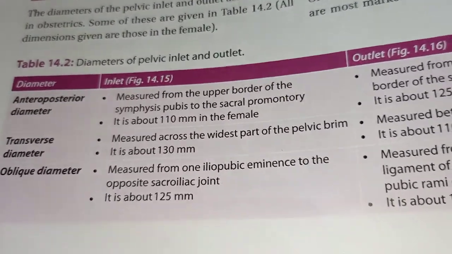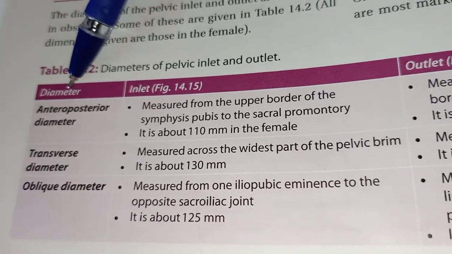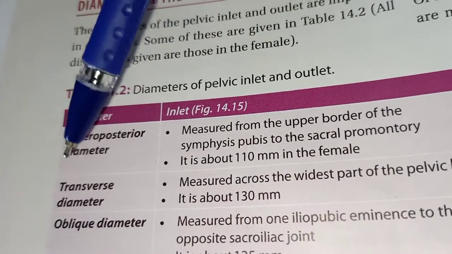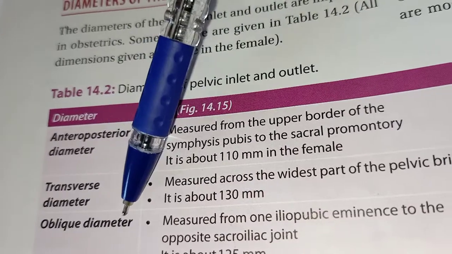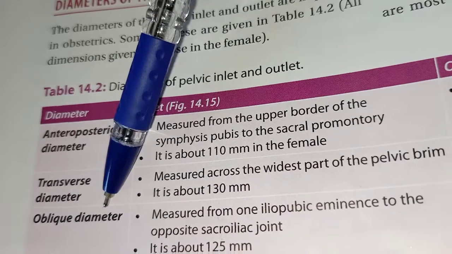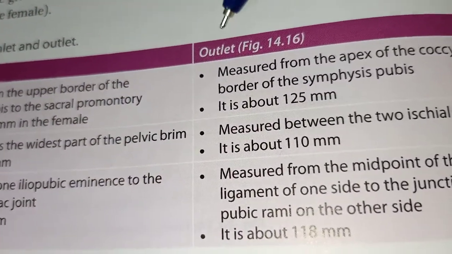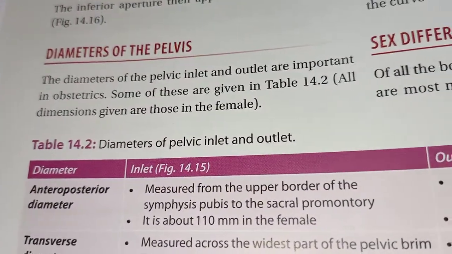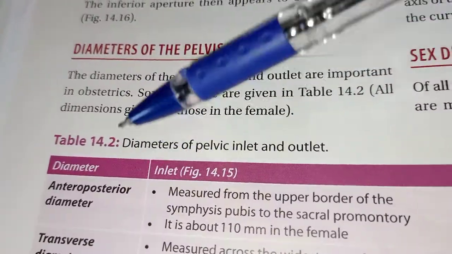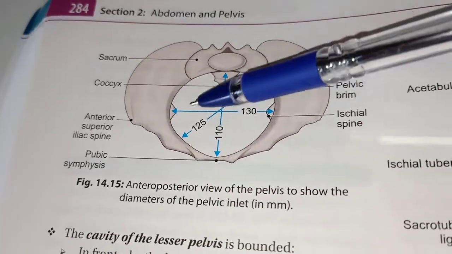So if we see one by one, what are the diameters? There are three diameters: anterior posterior diameter, transverse diameter and oblique diameter. So AP diameter, transverse diameter and oblique diameter. What are the diameters in the inlet and what are in the outlet? Now we'll take first the AP diameter. What is the anterior posterior diameter? If we take here in the inlet, this is the AP diameter.